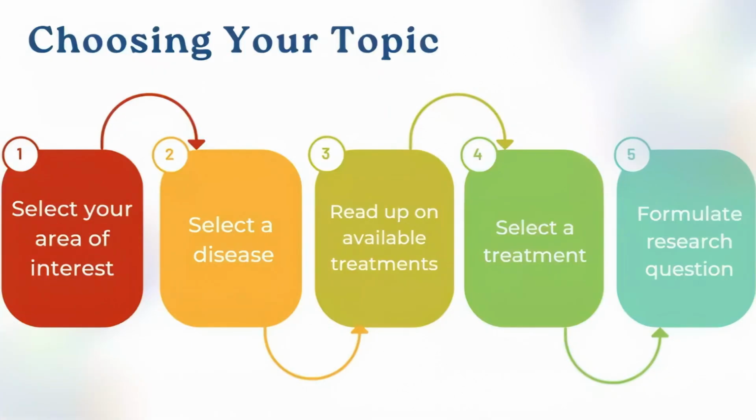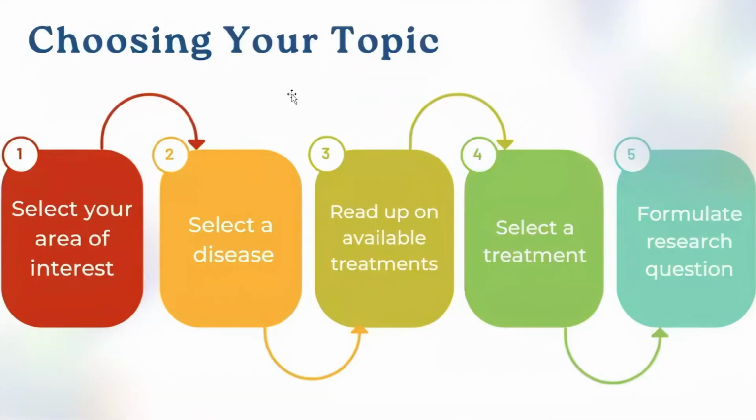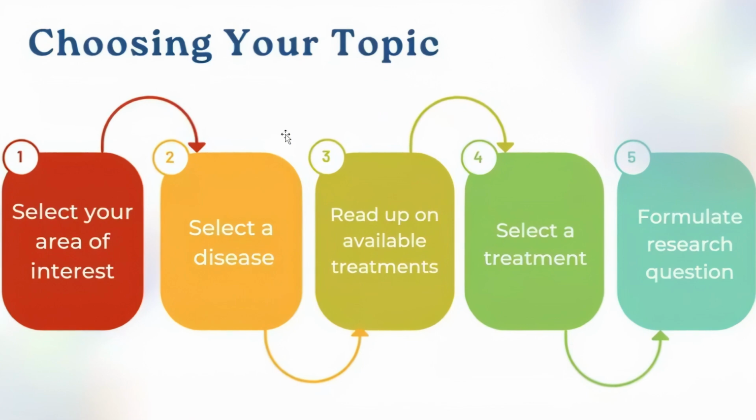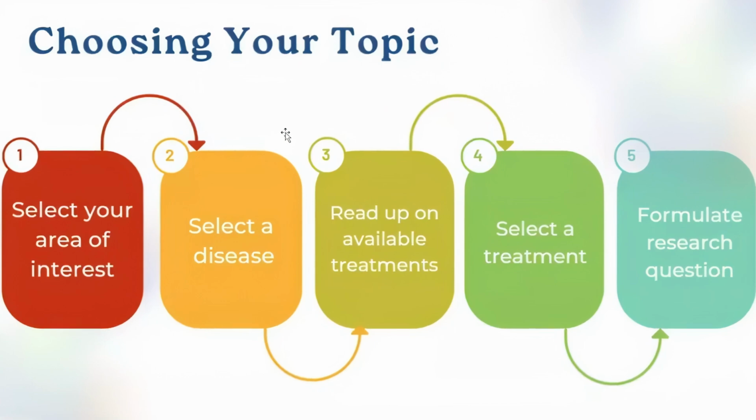Okay, so we're going to focus on the first step for now, which is choosing your own topic. Choosing your own topic is probably one of the hardest things in meta, if not the hardest thing. So I'm going to try and streamline the process for you as much as I can, but it's still one of the biggest hurdles that researchers, especially the early researchers, face. There are certain steps to follow for the topic, right? First of all, you have to select your area of interest. Then you have to select a disease in that area. Lastly, a treatment.